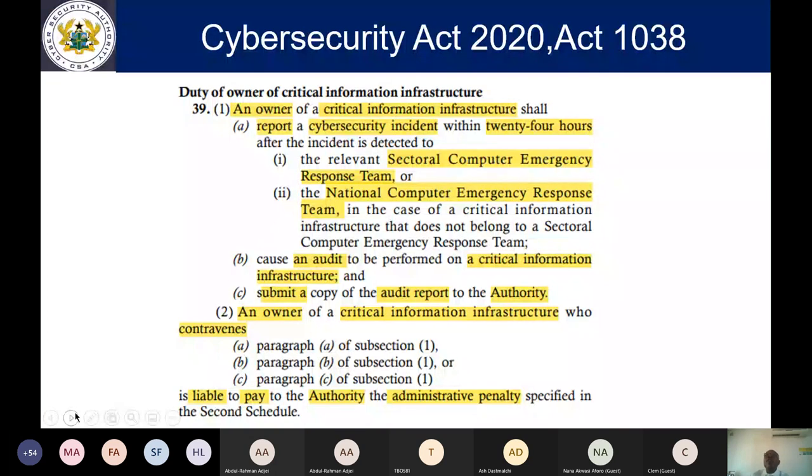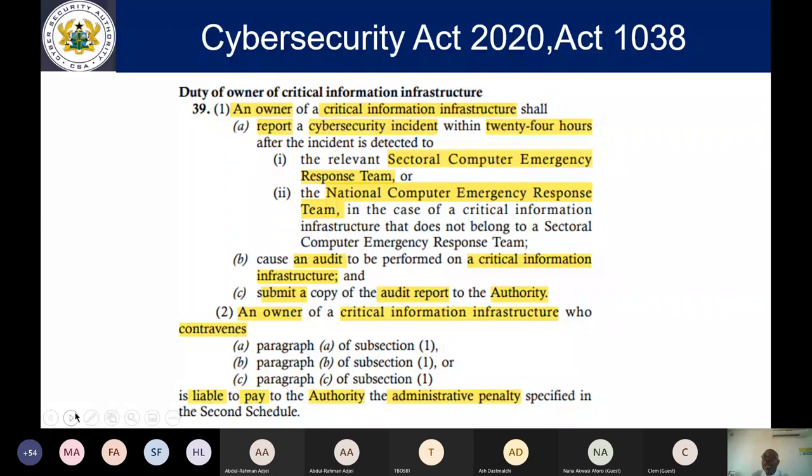You don't report it to national security. You don't report it to Ghana Police Service. You don't report this issue to the BNI. You don't report it to the IGP. So you don't do that. And once you do not comply with this directive, it says under Section 2 CI that you are liable to pay to the authority an administrative penalty.